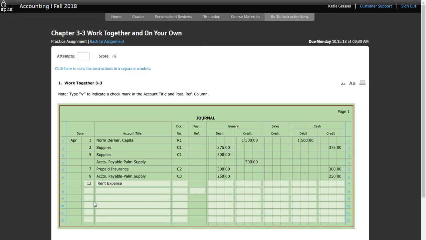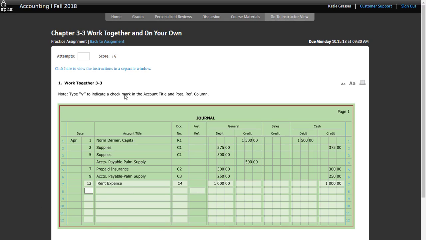Our source document is C4, and you have bells and whistles going off in your head because why? Check, cash, credit. So if cash is being credited, what has to happen to rent expense? It has to be debited for $1,000. I always like to start with what I know, and if your source document is a check, you have to be crediting cash.